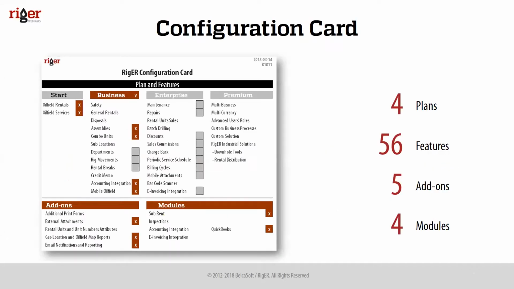We have more than 50 different features in RigER, and they combine in different plans. We have more than 5 add-ons and 4 modules. Depending on requirements, we can build a particular configuration with such features open and ready to go for a particular client. And depending on the number of requirements and features, we can have a different configuration for each client.